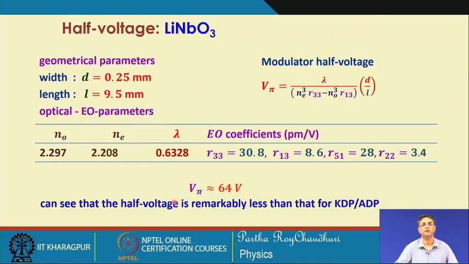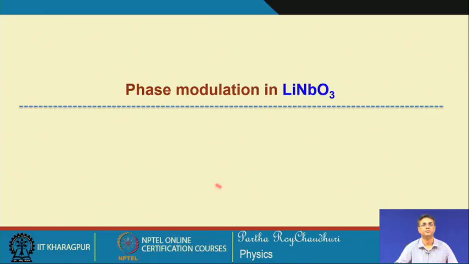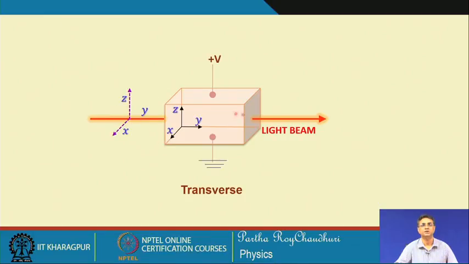It is a great achievement that under this configuration, under this orientation of the crystal with respect to the electric field, with all these parameters, you can bring down the switching voltage from tens of kilovolts to only tens of volts, a reduction of the order of 10 to the power of 3. Now, phase modulation with this transverse orientation.